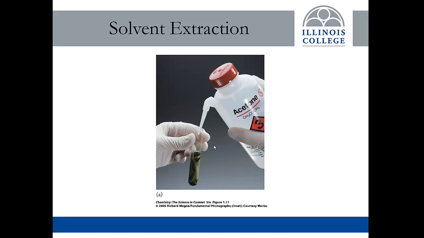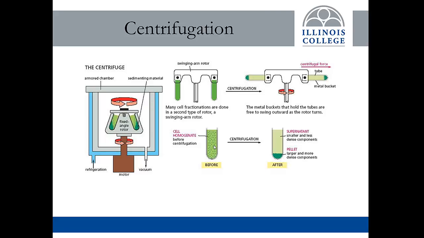Now, if you really want the salt, how do you get that back out of the water? Well, that would be a different process. We're going to have to evaporate the solvent somehow to get that away from the salt. So anyway, both of those processes are examples of solvent extraction, using differential solubility, the ability to dissolve differently in different materials. The next process would be centrifugation.